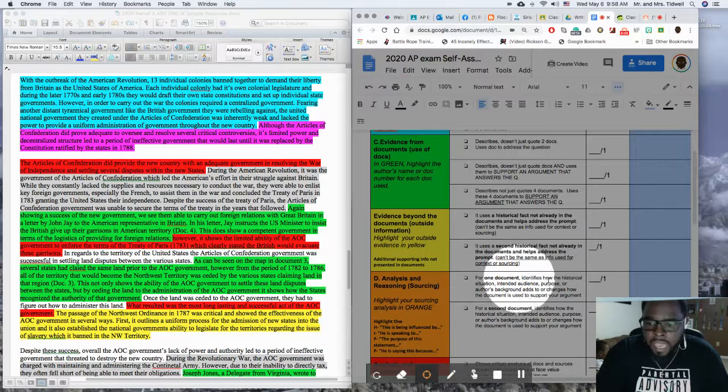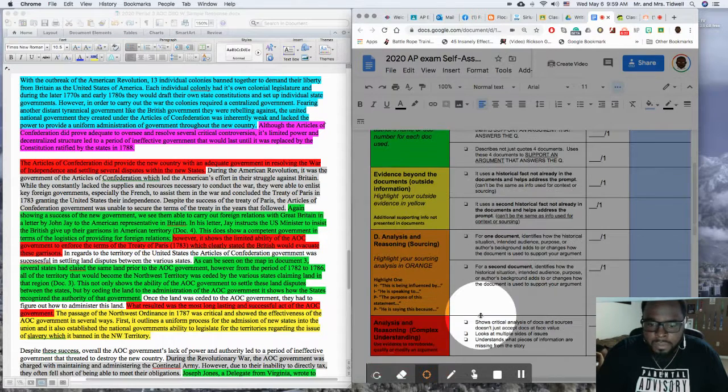So again, for one document, identify how the historical situation, intended audience, purpose, or the author's background adds to or changes how the document is used to support your argument, all right? This is almost like your compare and contrast, if you will. You do the same thing for your second document.